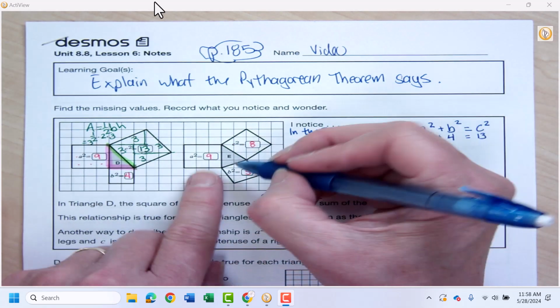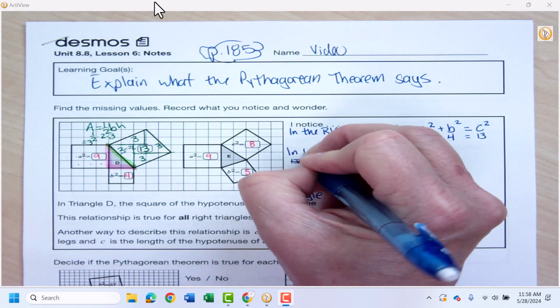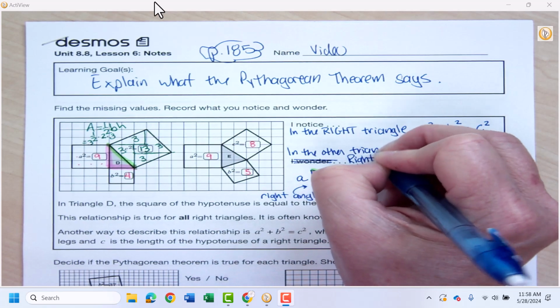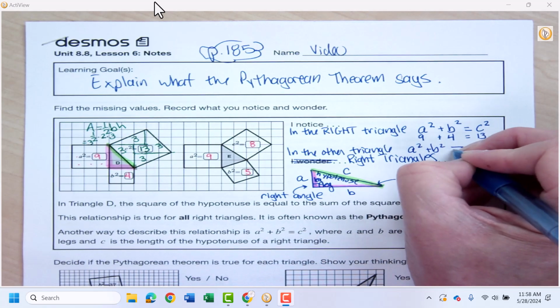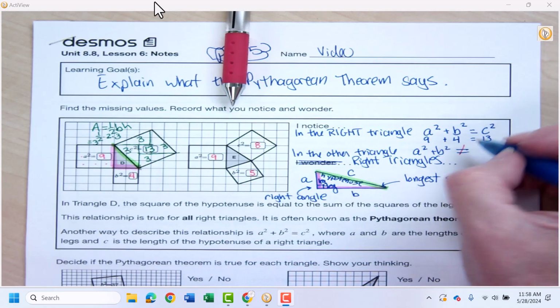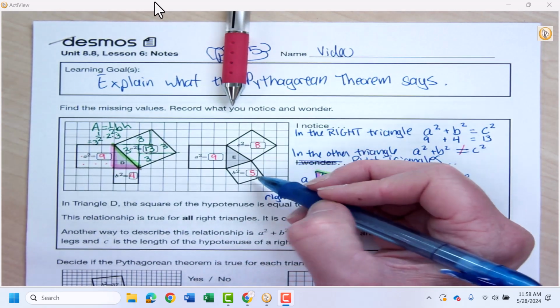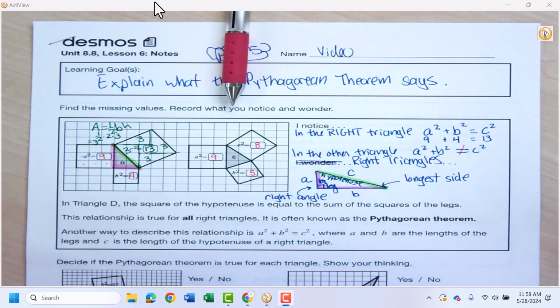But in the non-right triangle, it's not true. In the other triangle, A squared plus B squared does not equal C squared. 9 plus 5, I'm sorry, 8 plus 5 doesn't equal 9. If it did have a hypotenuse, it would be the longest side, but that's not the case.